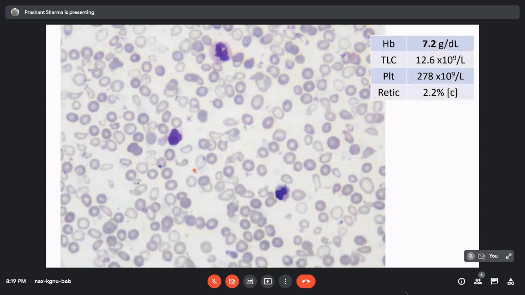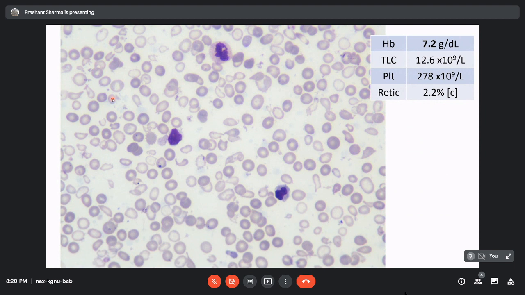So we did a CBC. Now on CBC, the hemoglobin is low, the TLC and platelets were normal, and the reticulocyte count after correction was normal. But look at his blood film. We have an isopoikilocytosis, microcytosis, hypochromia, and the poikilocytosis is actually pretty extreme. Look at these really small misshapen RBCs.